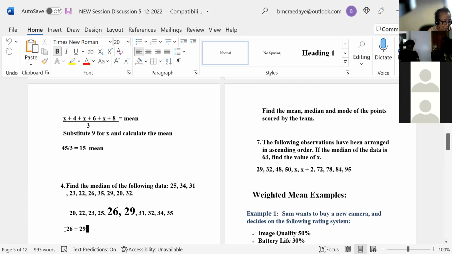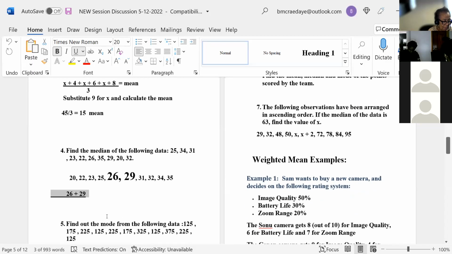What do you get, Alva? Okay, 29 and 26. And you're going to divide that by 2. Well, that's 55 divided by 2, right? And what's that equal to? Okay, let me go on the calculator. 55 divided by 2. What is that equal to, Alva? Just a minute, Miss Barbara.